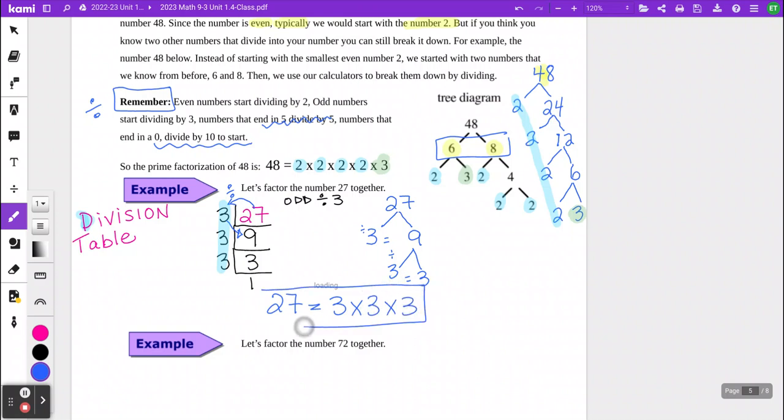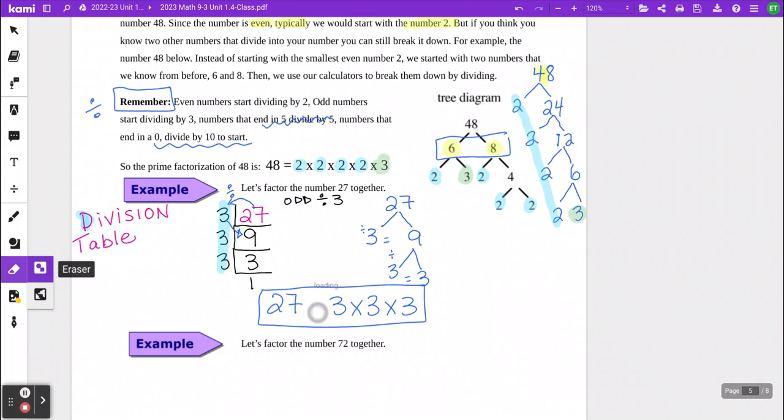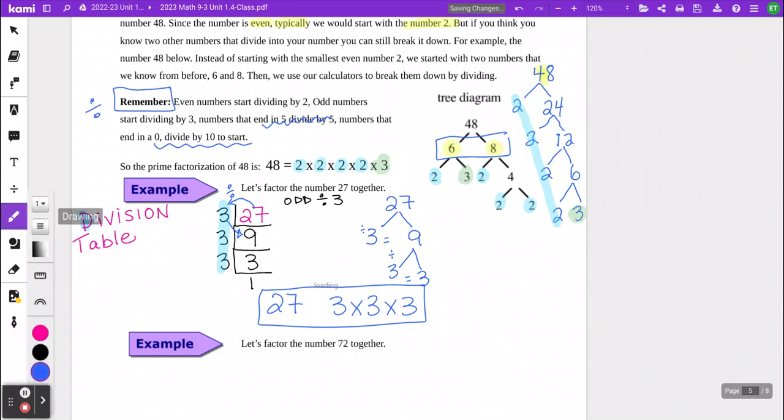Final answer. And that is called repeated multiplication. It is written where all the numbers are being times, all your prime numbers. Okay, that is your final answer.